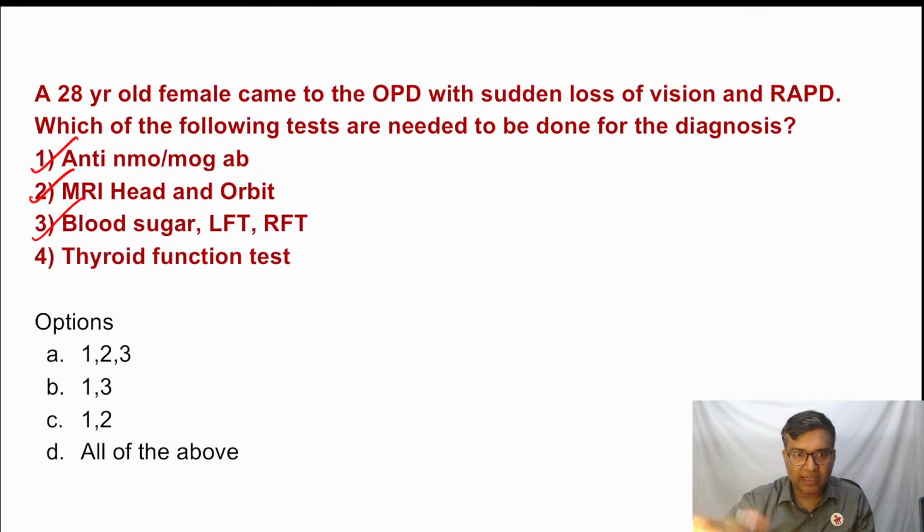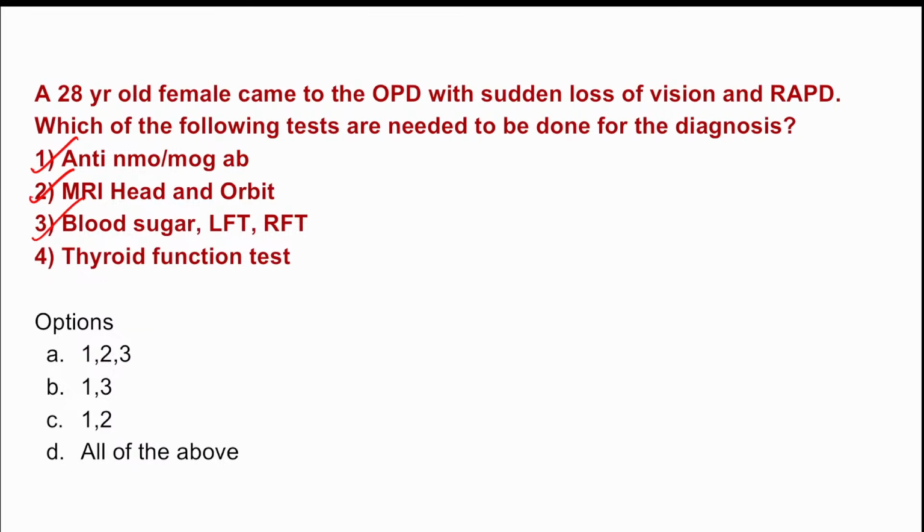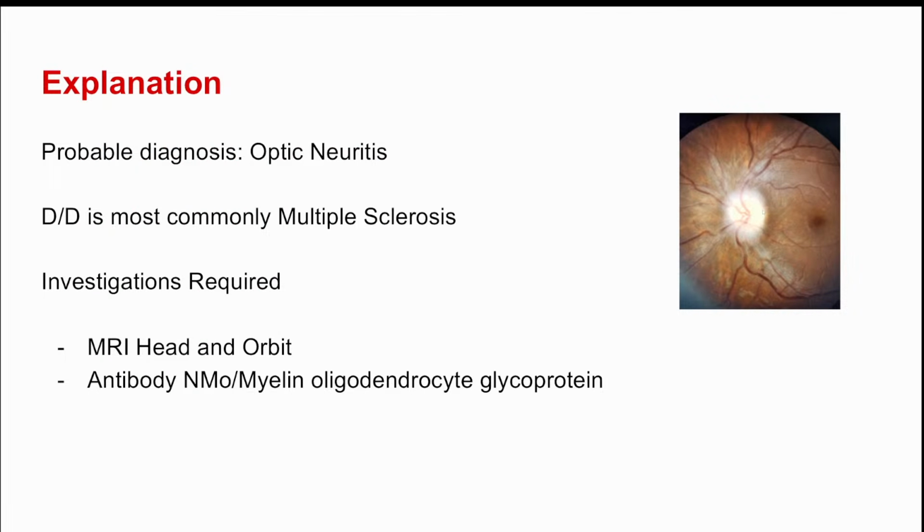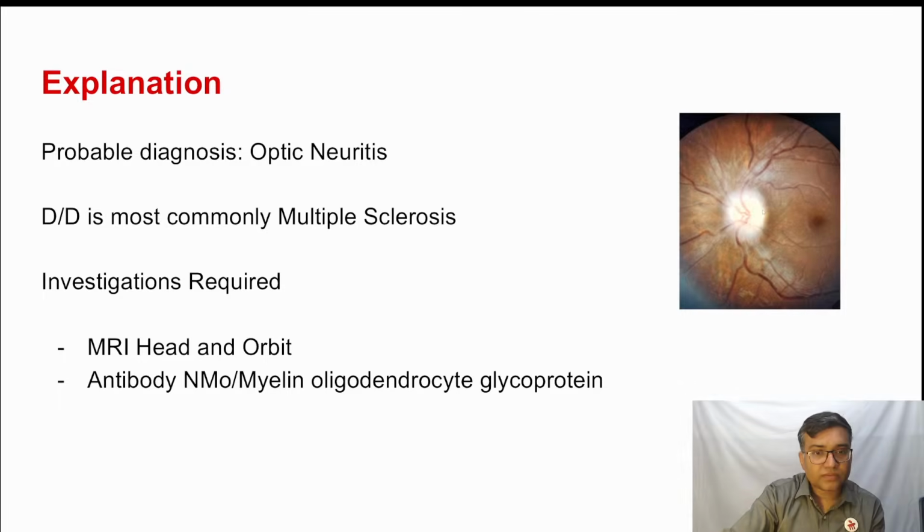So what is the diagnosis here? Can you tell me? So what would be the diagnosis here? So the diagnosis here would be optic neuritis. Okay, so you can have a patient with a disc edema here, and that would cause symptoms like this, where you would have a loss of vision and RAPD. And the most common systemic disease which causes optic neuritis is multiple sclerosis. So that's why you need to go for an MRI head and orbit, as well as you want to go for an antibody NMO and myelin oligodendrocyte glycoprotein in this patient.